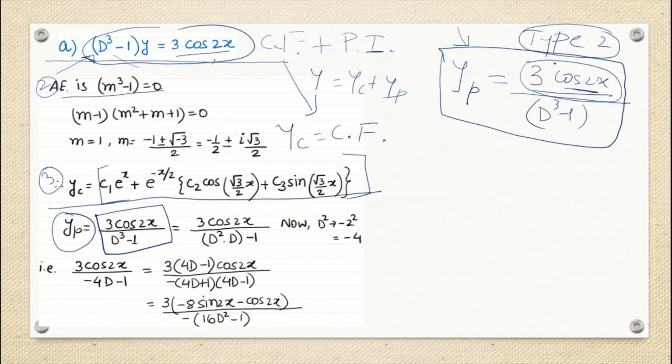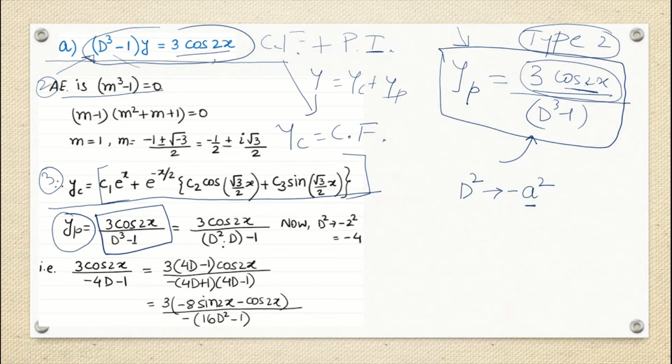Now what do I have to do? Now to solve it, I need to know which steps we have seen. We have seen that for the denominator part, I am going to replace d square with negative of a square. And what is my a? A is whatever is multiplying with your x, that means in cos 2x, this 2 is constant. So your a is 2.